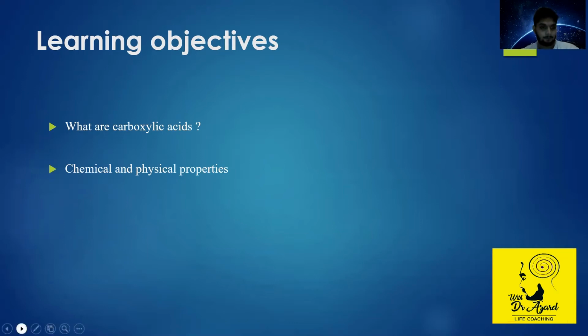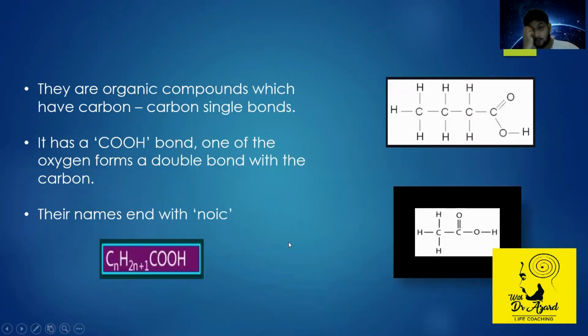As I said earlier, they are organic compounds. Basically, an organic compound will definitely have a carbon-carbon bond. That's a must. And the carbon-carbon bonds in carboxylic acids are single bonds. You can see in this diagram, all are single bonds. But what makes this special from other organic compounds is this particular bond, the COOH group.